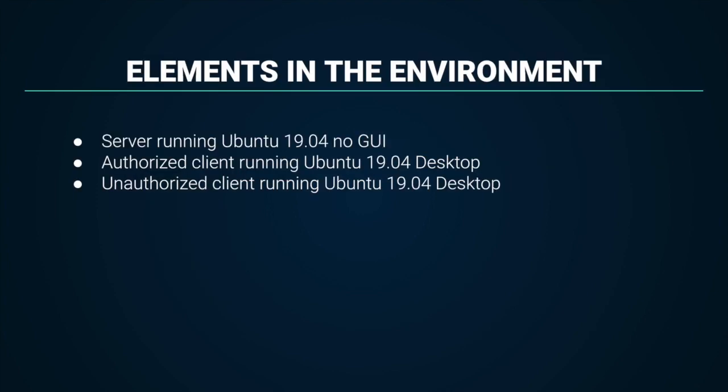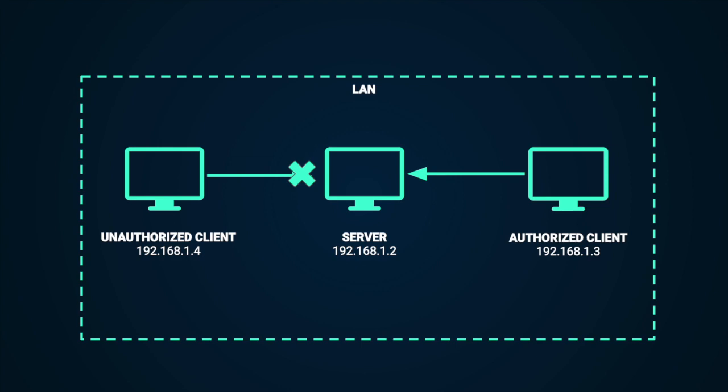So what elements are we using in this environment? We're using one server, two clients. One is the server running Ubuntu 19.04 with no UI, and two clients. The first one is authorized, also using the Ubuntu 19.04 desktop, and an unauthorized client running the same version of Ubuntu. So in here we have our planned local area network, which we created in a virtualized environment.